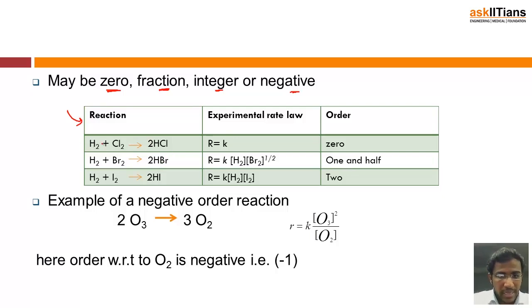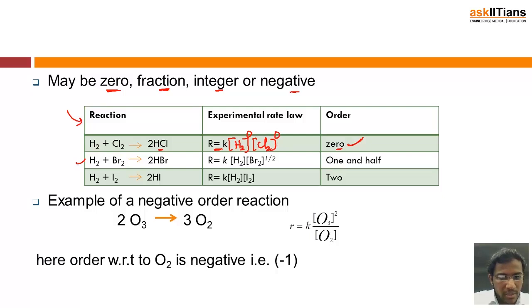This is the first reaction, hydrogen and chlorine. Both are reacting with each other and forming HCl. For this reaction, the experimentally determined rate law expression is rate is equal to K, and the rate is independent of the concentration of hydrogen and chlorine. Here H2 power 0 and Cl2 power 0. So the sum of the exponents, the sum of the powers is 0. So order of this reaction is 0. This is an example of a zero order reaction. For a zero order reaction, the rate is not going to be dependent upon the concentration of the reactants.